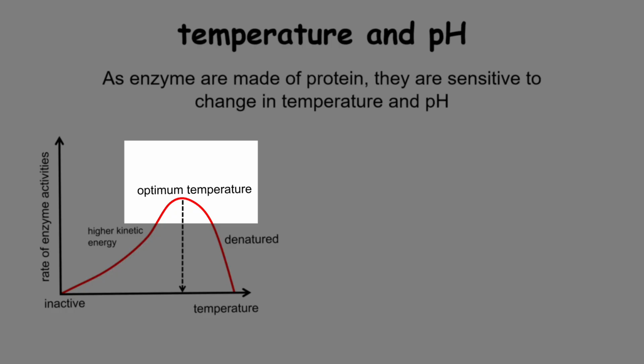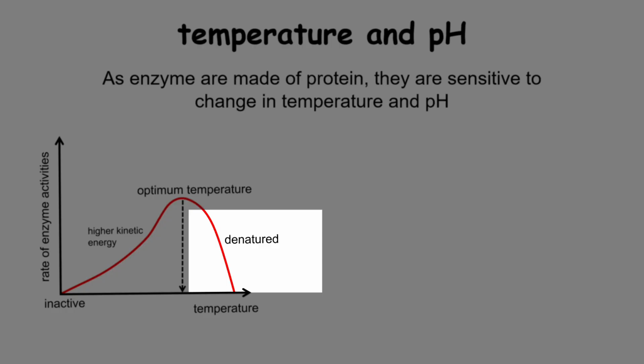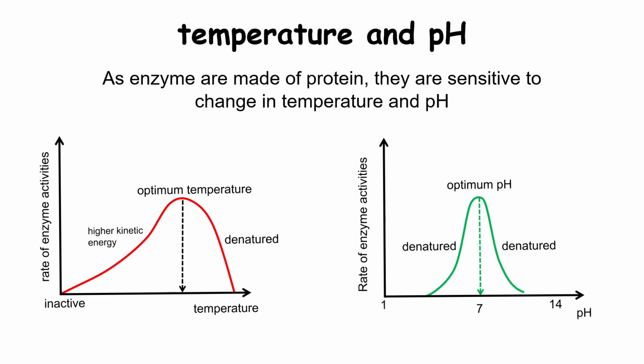After this point, the enzyme will start to denature, resulting in the loss of the active site, and the substrate can no longer bind to it, causing the rate of reaction to decrease. For pH, it is similar. Each enzyme has an optimum pH. Different enzymes have different optimum pH values. For this enzyme, it is pH 7, while pepsin in your stomach has an optimum pH of 2. Both an increase and a decrease in pH from the optimum will cause the enzyme to denature.